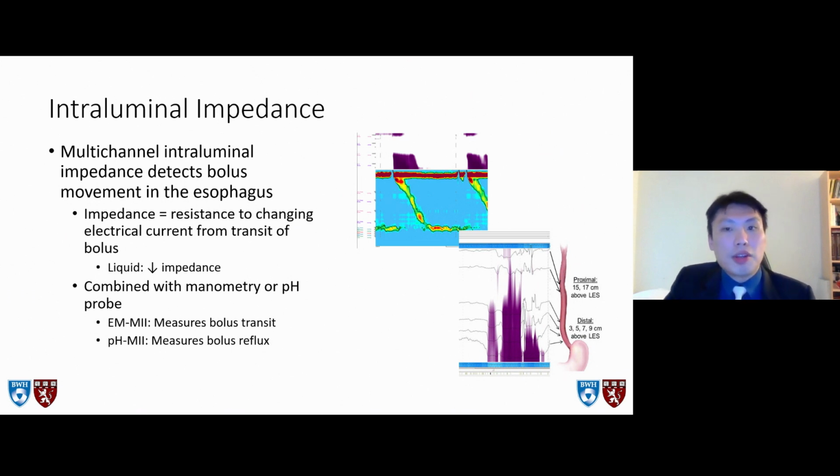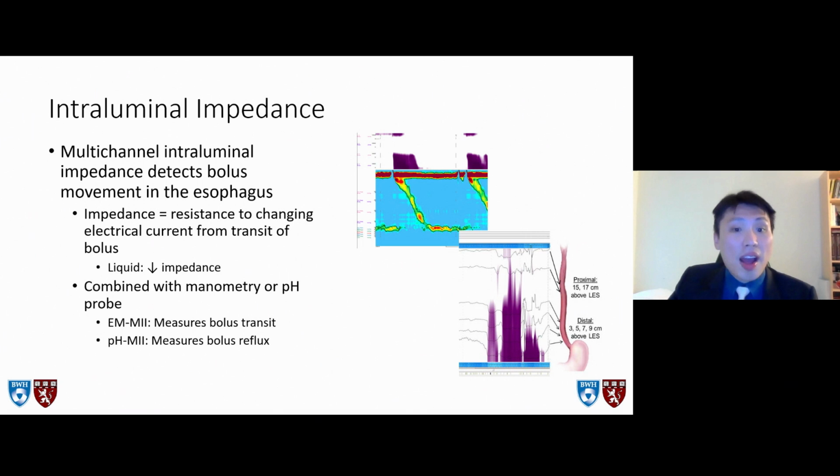Intraluminal impedance is one of the newer modalities. It involves the use of impedance technology, which is a representation of resistance to a change in electrical current from any transit of bolus through the esophagus. Liquid compared to air has lower resistance, which gives us a lower impedance as well. So whenever liquid passes either going up or down our esophagus, we'll see a drop in impedance as it passes through different levels of the esophagus. That will help us see whether the liquid bolus the patient is drinking is going down appropriately, or if there's a significant amount of reflux coming back up.